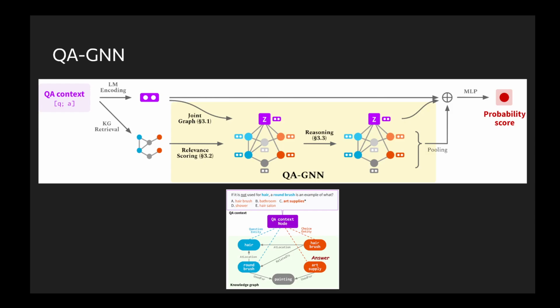And speaking of that, this is the architecture. It's essentially taking the knowledge graph, and it encodes the question using a language model, and uses the knowledge graph. From there it goes through GNN layers to perform what is essentially reasoning, and then it pools through an MLP to create a probability score for each multiple choice option, A through E. On the bottom diagram, you see just an example of how things go.